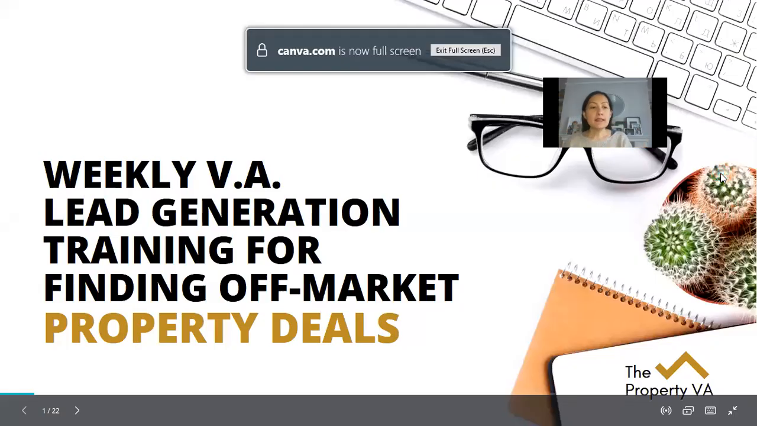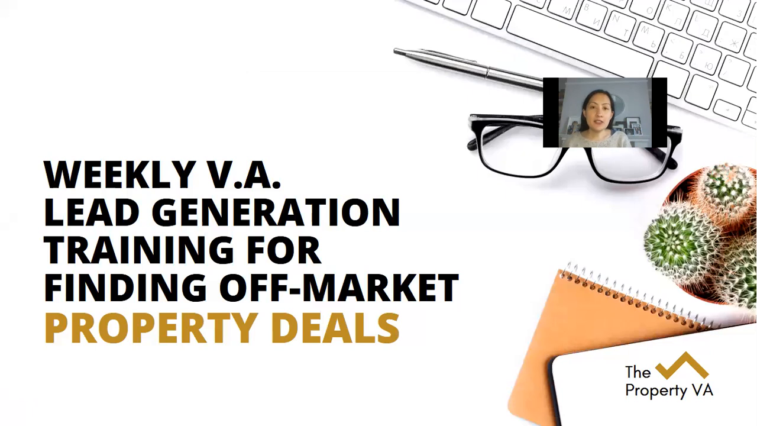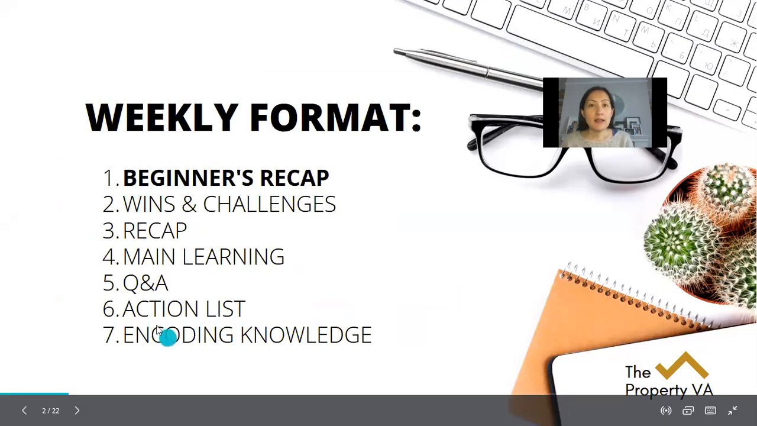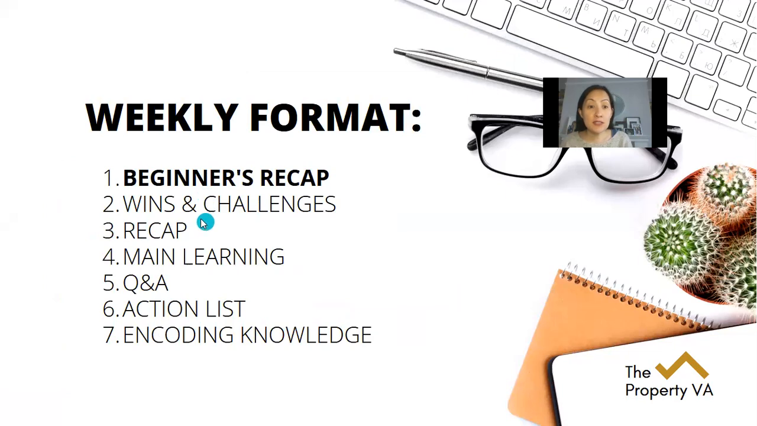Okay, so this is the weekly VA lead generation training for finding off-market property deals. Every week we'll start with a beginner's recap, and then we'll go through with wins and challenges. And we'll also do a recap of the previous strategy that we learned last week. And then we'll do the main learning, Q&A, and an action list for you to take away and implement today's learning. And finally, we'll just do a knowledge encoding portion.